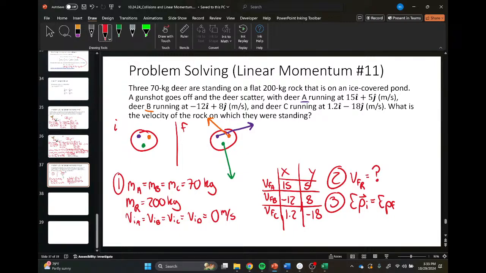This one is the exact opposite of the last one. In this one they start together and they separate. In the last one they started separate and they came together. So the setup for this will look very similar to the last problem we did, but opposite.